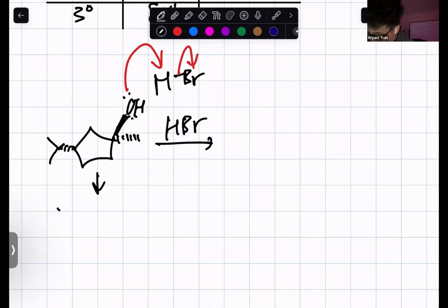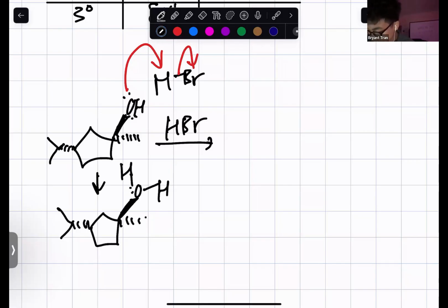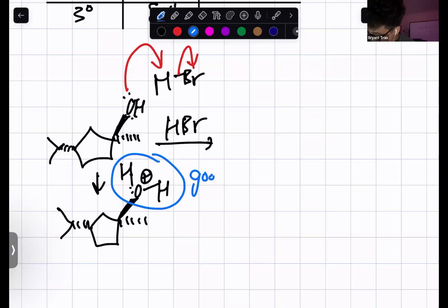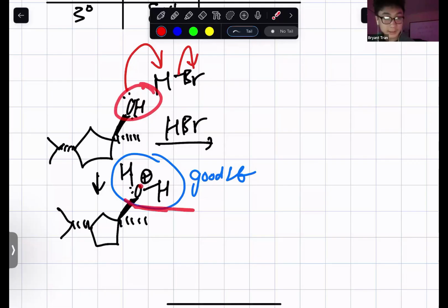And that is going to give us this intermediate right here, where the oxygen now is bonded to 2 hydrogens, and it has 1 pair of electrons, which will have a formal charge of +1, like that, right? And this right here is a good leaving group, right? We converted this bad leaving group, OH, into a good leaving group, an oxonium ion, with a positive charge.